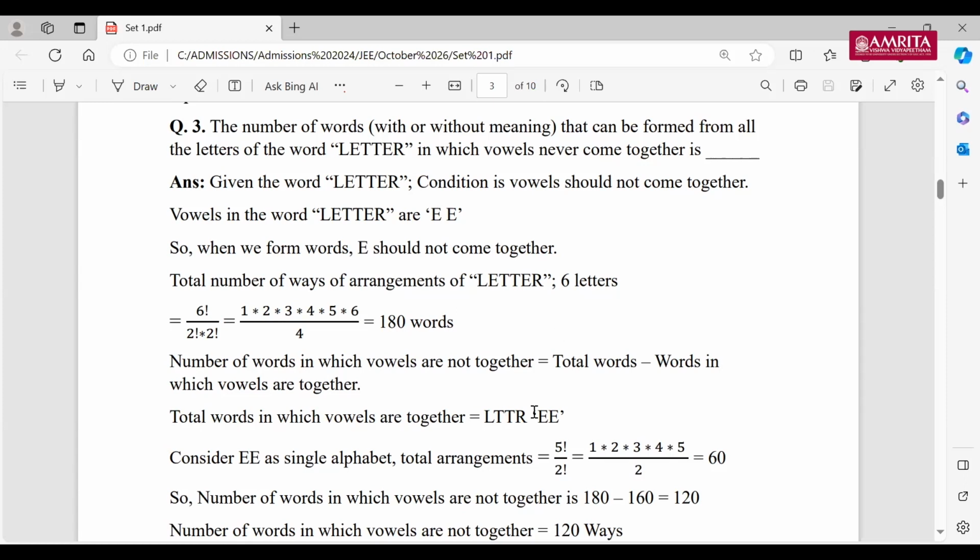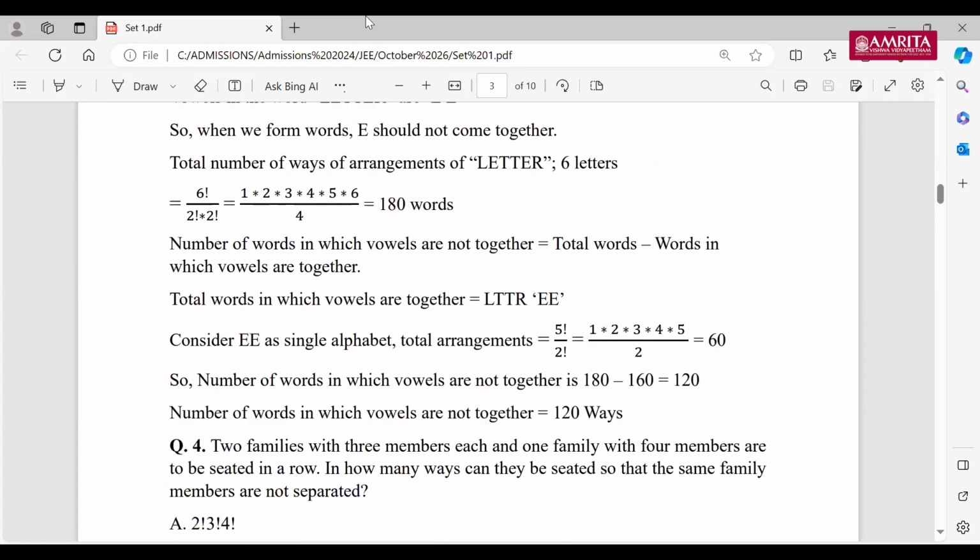So the total arrangement of them will be, if this is just a single one, it will be 5 factorial by the repetition for T, which is 2 factorial. So when it comes to the arrangements in which the vowels are together, it's just a value called 60. So when you have both these terms, you can just subtract it and you'll get the answer.